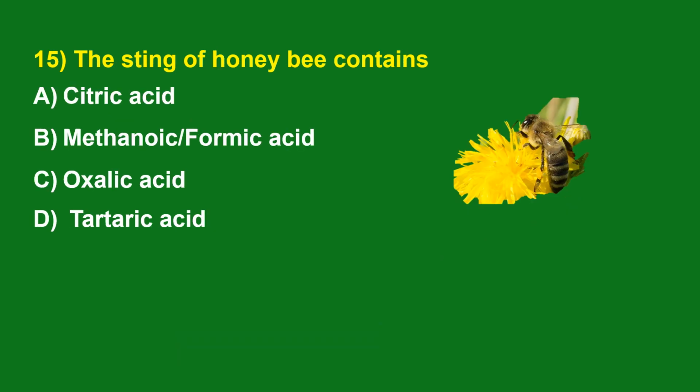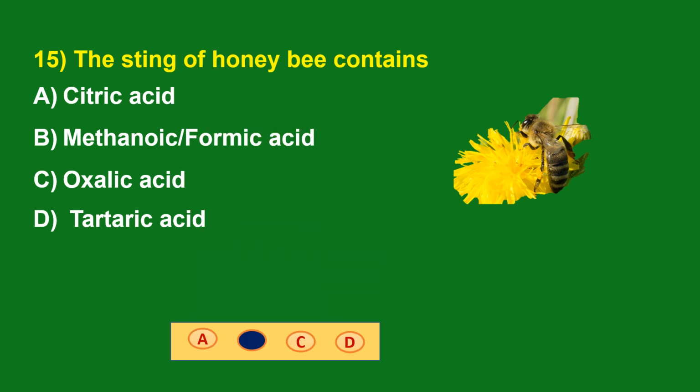Question number 15. The sting of honeybee contains which acid? Options: citric acid, methanoic or formic acid, oxalic acid, and tartaric acid. Dear students, usually the sting of honeybee or wasp or the leaves of nettle plants contain formic acid or methanoic acid, which can cause irritation to our skin. That's why option B is the right answer.